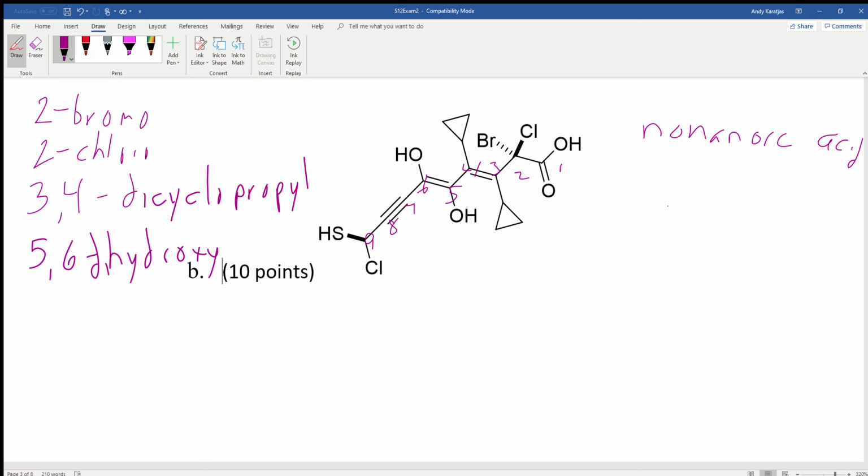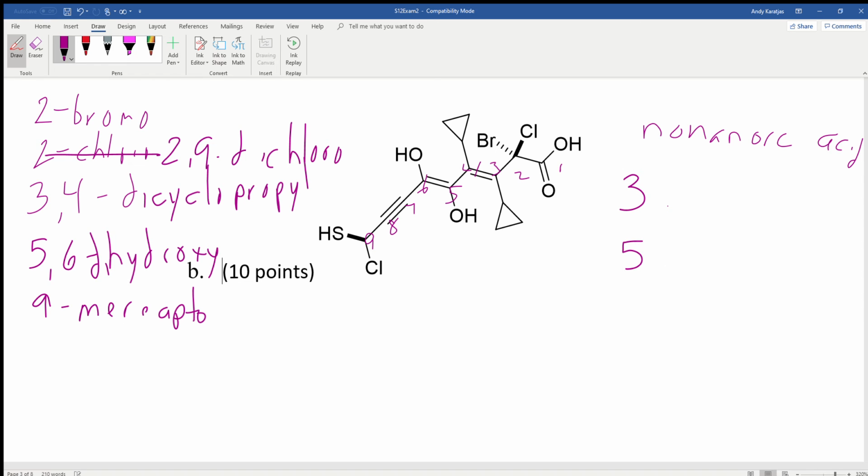Same thing for the thiol group at carbon 9. We name that as a substituent, mercapto. And then we have a second chlorine at carbon 9. So we'll add that to our first one, and it becomes 2,9-dichloro. Right, now we need to take into account our stereochemistry. So at carbon 3, we have an alkene. Carbon 5, we have an alkene. Carbon 2 is chiral, and carbon 9 is chiral.